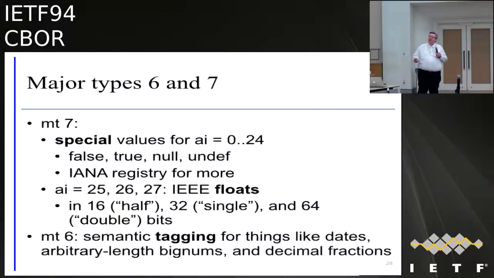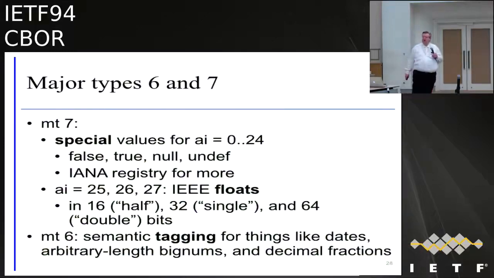So the major type 7 is doing these false, true, null, undef values. And we have an IANA registry if we ever need more of them. So far we haven't. And if we are using the values for 2 bytes, 4 bytes, or 8 bytes, actually the value in there is a half, a single, or a double floating point.